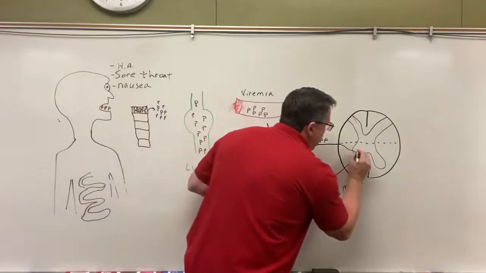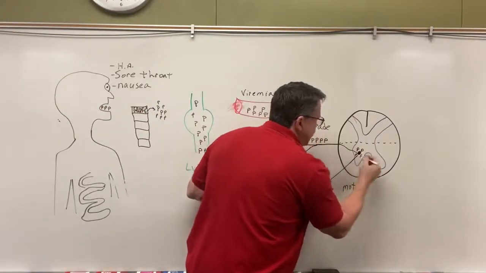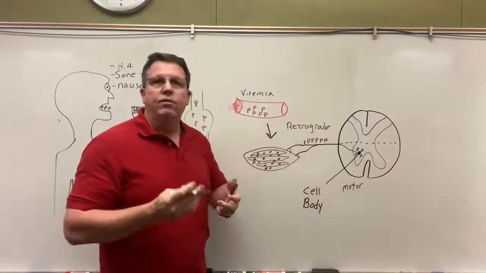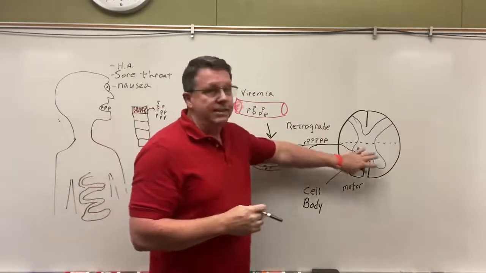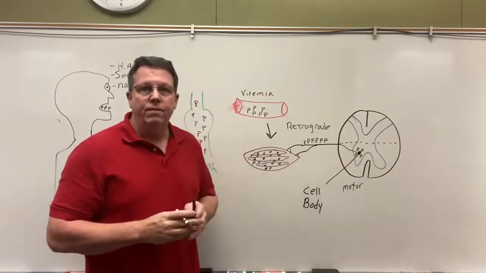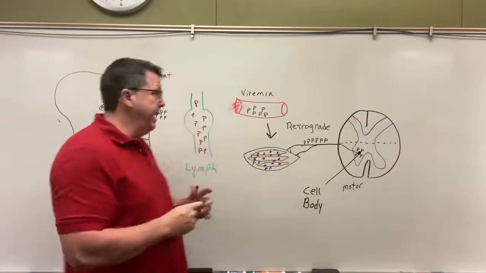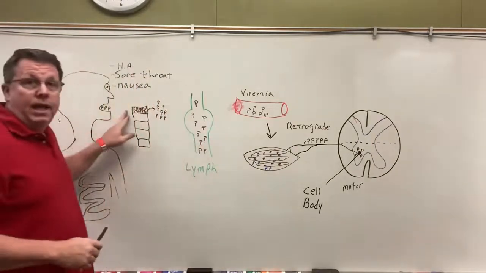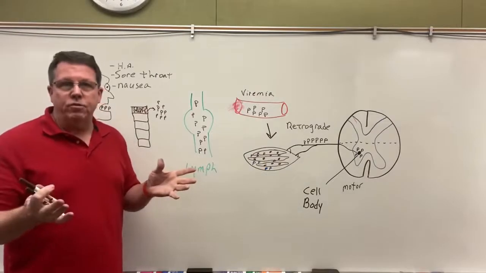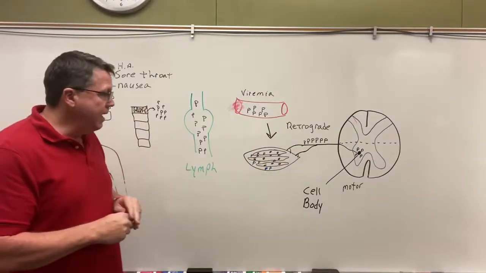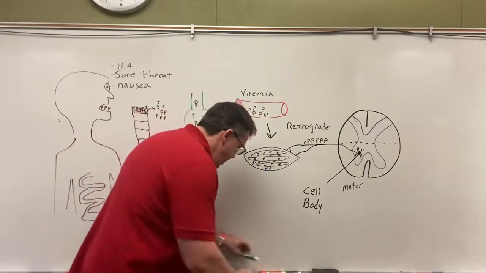Once the polio gets to that cell body, it's going to do two different things. It'll actually be inside of it. It's going to do two different things. One, it's going to multiply again, just like we saw over here, and it can cause the cell to actually burst open.